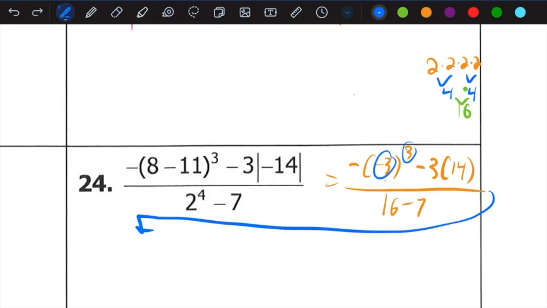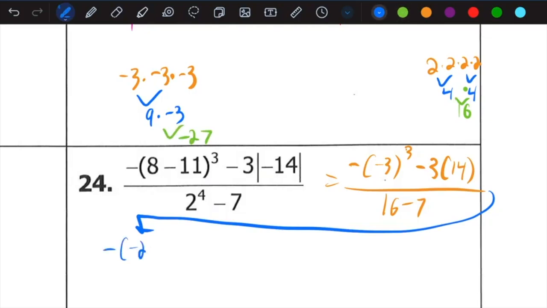Here I have negative 3 being cubed, which means there's 3 negative 3's. So negative 3 times negative 3 times negative 3. Negative 3 times negative 3 is positive 9. Multiplying that by another negative 3 gives us negative 27. So I get negative of negative 27. That's important to note that we have the negative from this and the negative out in front still. These are two separate negatives that we'll have to do something with in a moment.